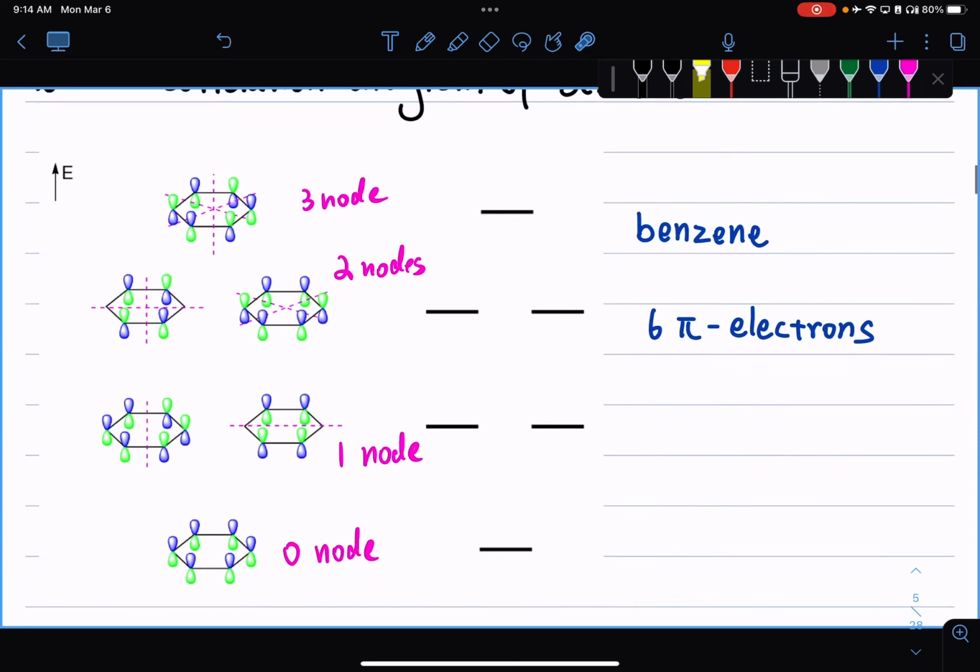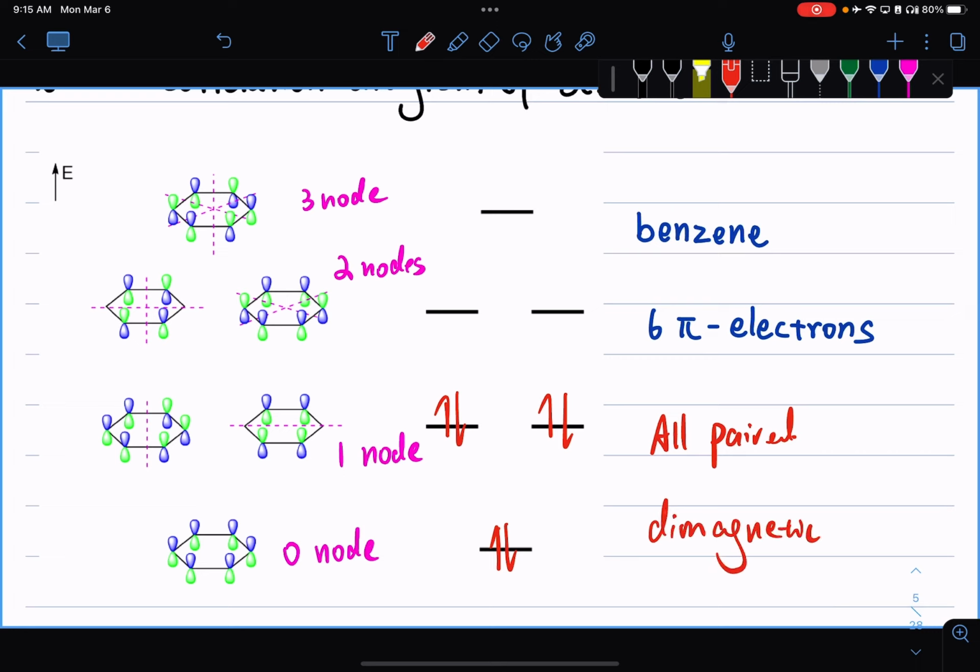Next step, we can assign electrons into these MOs. We have 6 pi electrons. We have 1, 2, these are degenerate, 3, 4, 5, 6. So all my electrons in benzene are paired, and it's diamagnetic. And these 2 are my HOMO. These 2 are my LUMO.